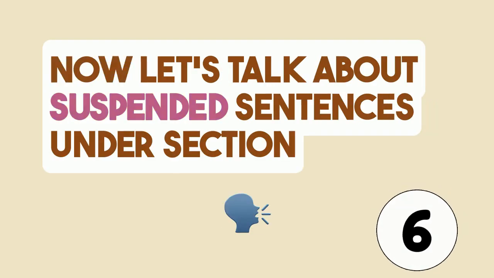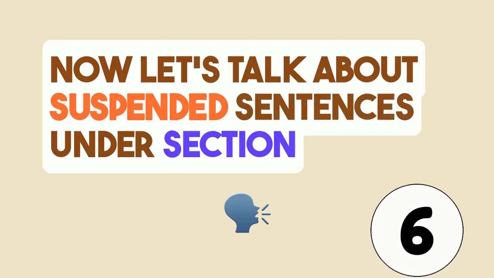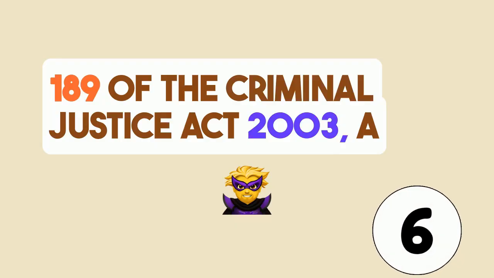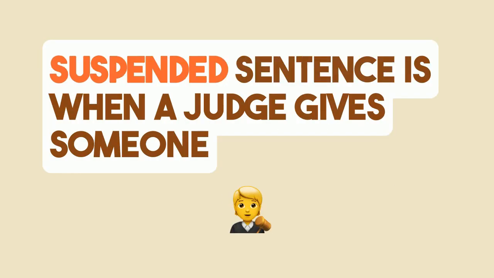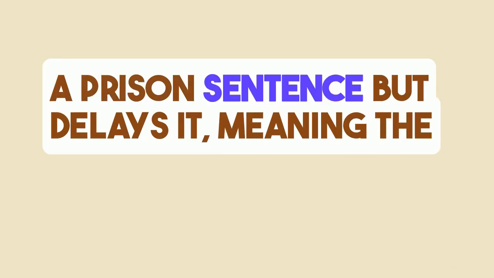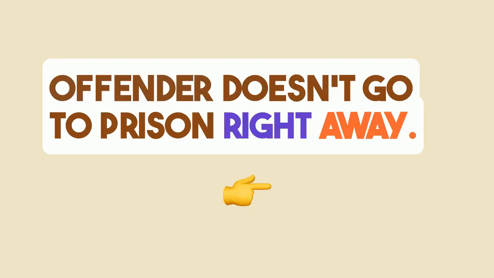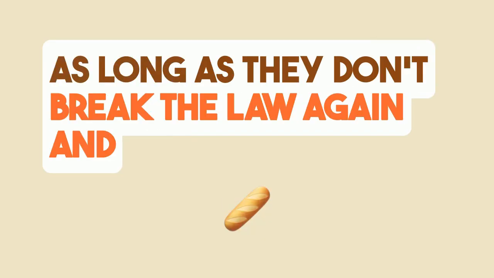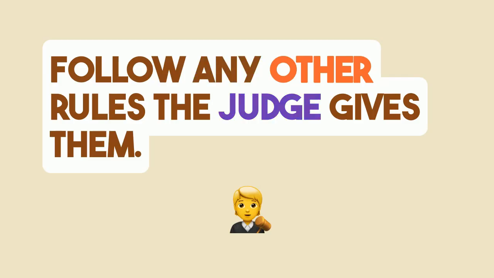Now, let's talk about suspended sentences. Under Section 189 of the Criminal Justice Act 2003, a suspended sentence is when a judge gives someone a prison sentence but delays it, meaning the offender doesn't go to prison right away. Instead, they get a chance to stay out of prison as long as they don't break the law again and follow any other rules the judge gives them.